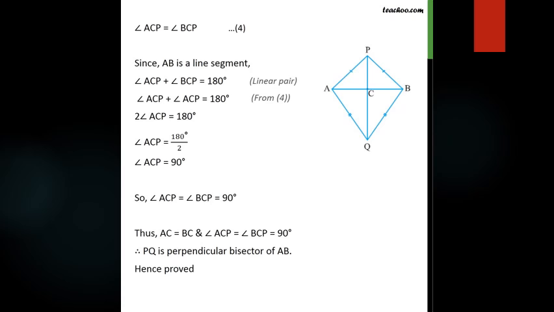This shows that PQ is a perpendicular bisector of AB, where the perpendicular part is proven by the 90 degree value and the bisector part is proven by equation number 4. So this was your example, which is very important from NCERT. You may write it in your register also as an important question.